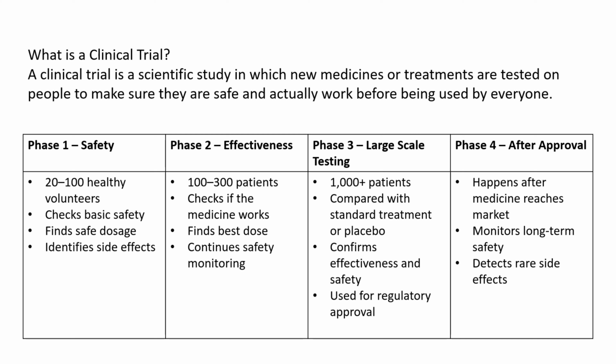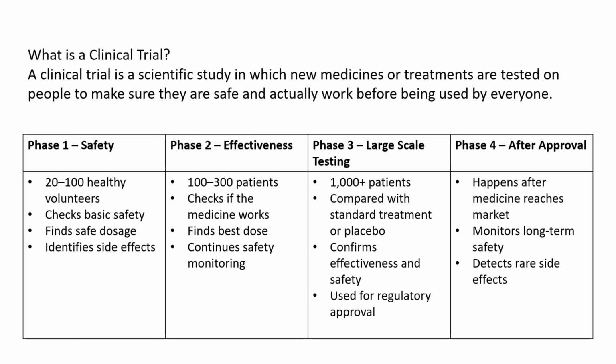Let me give you an example, a story, so that you can understand clinical trials in a better way. Think of a clinical trial like testing a new mobile phone. Before launching it, first you check if it turns on safely, and then you test the features with a small group. Later, thousands of users test it in real world conditions. Finally, once everything works well, it is launched in the market. Medicines follow a similar step-by-step process, which we call the phases of clinical trials. Now let's understand these phases one by one, phase one to phase four, in a very easy way.